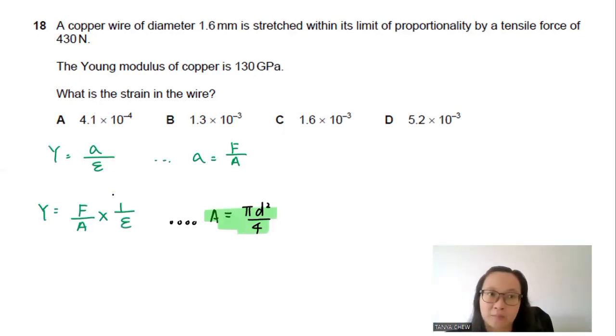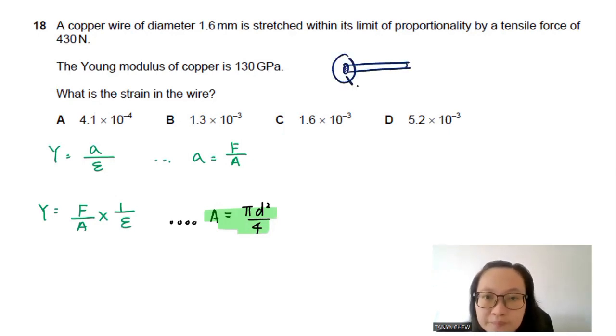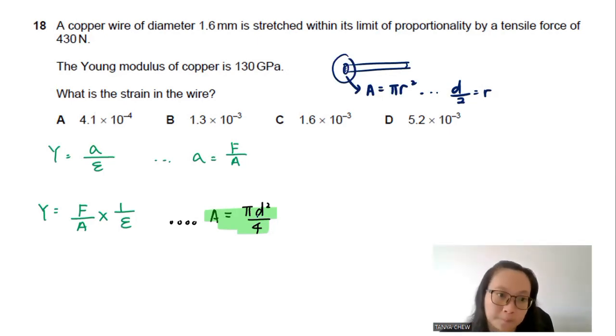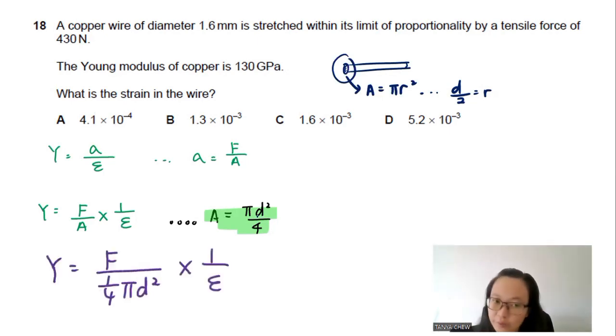You have to bear in mind that since this is a copper wire, the cross-sectional area of the wire is A equal to pi r squared. It's a circle, and there is no apparatus in the lab that we can use to measure the radius directly. Therefore, we relate to diameter. Diameter over 2 is equal to radius. So when you sub it in, you get pi d squared over 4. For Young modulus, sub in the area, so you get F over one quarter pi d squared times 1 over strain.